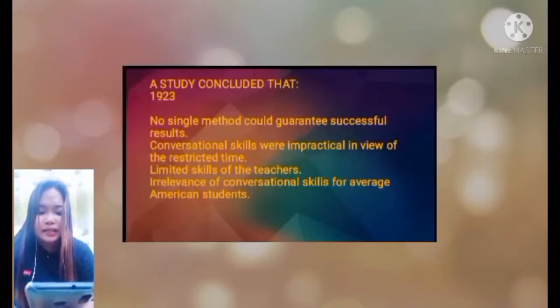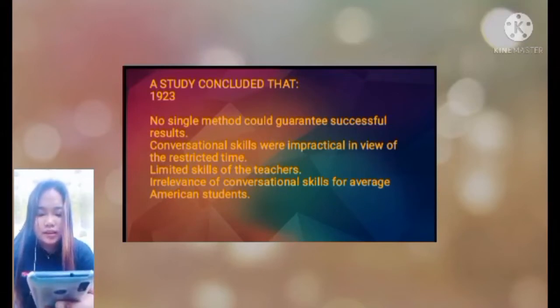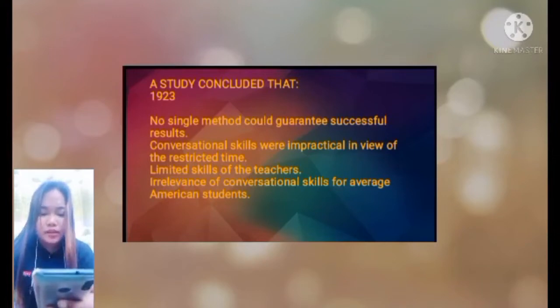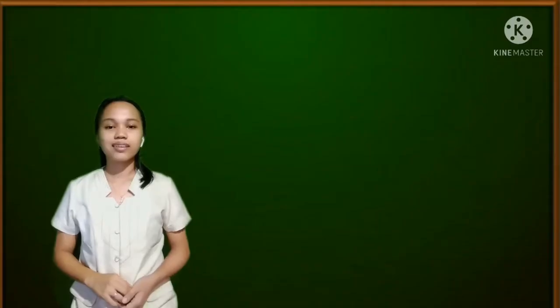A study concluded in 1923 that no single method could guarantee successful results. Conversational skills were impractical in view of restricted time, the limited skills of the teachers, and the relevance of conversational skills for average American students.